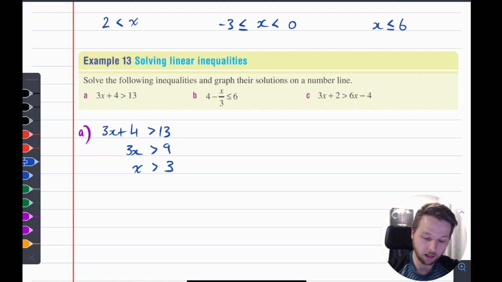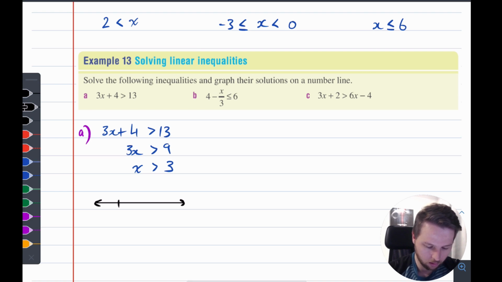Done. If we want, we can graph the solution now on a number line. We can draw a line, make sure we put arrows at both ends. We've got x is greater than 3. So I'm going to put a 3 down.